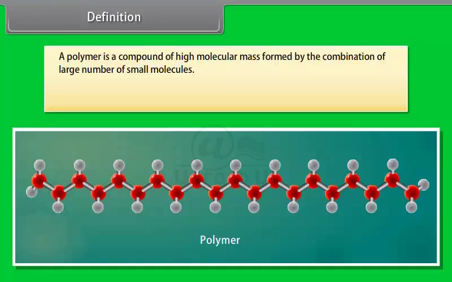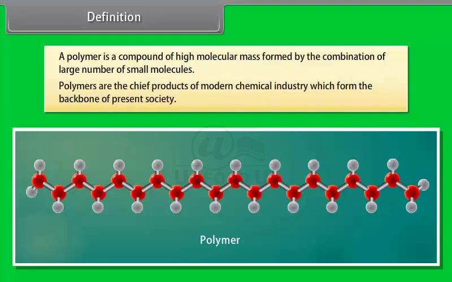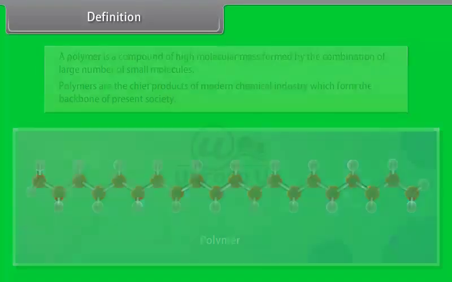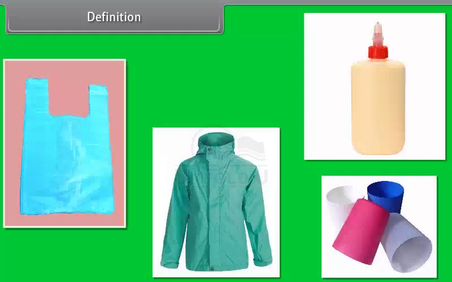small molecules. Polymers are the chief products of the modern chemical industry, which form the backbone of present society. In our everyday life, we use a number of materials like plastic dishes, cups, automobile tires and seat covers, plastic bags, raincoats, radio, TV and computer cabinets, a wide range of synthetic fibers for clothing, synthetic glues, flooring materials, and materials for biomedical and surgical operations, which are based on polymers. Homopolymers and copolymers.